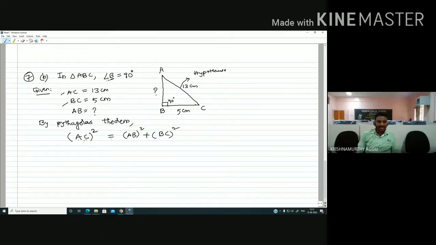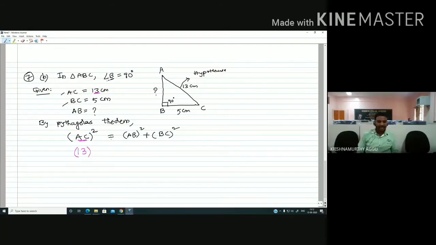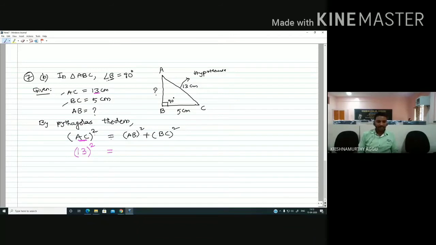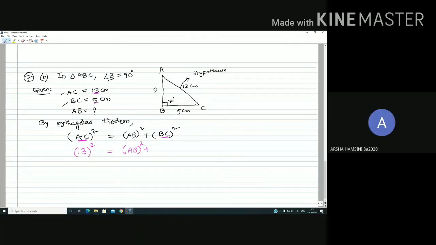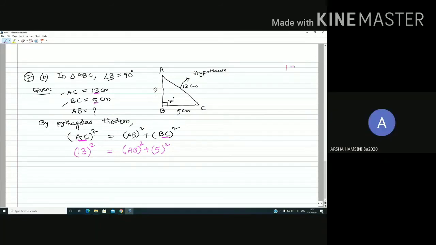What is the AC length? 13 centimeter. So you can write AC value 13, and AC square is 13 square. AB we don't know, if you don't know, write it as it is. BC value is 5 centimeter, so 5 square. What is 13 square? 169.